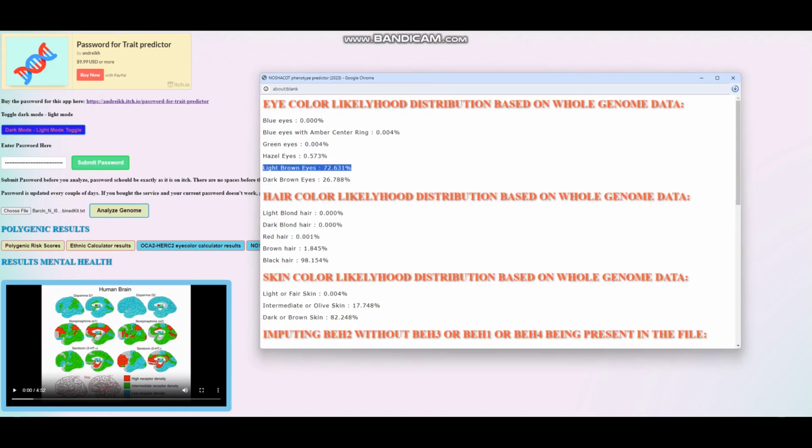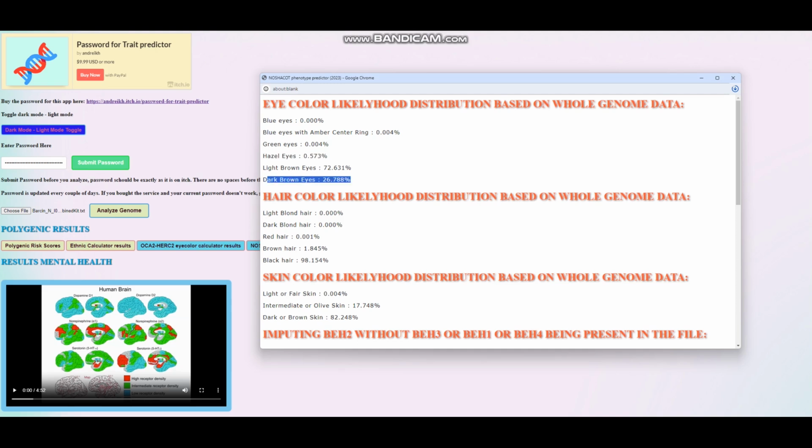He's got light brown eyes. He's got black hair. In case you want to go over the percentages a little bit, the odds of blue eyes for him is just 0.000%. So definitely no odds of blue eyes. Green, also really low odds of that. Hazel eyes, 0.5%. Not very likely as well.